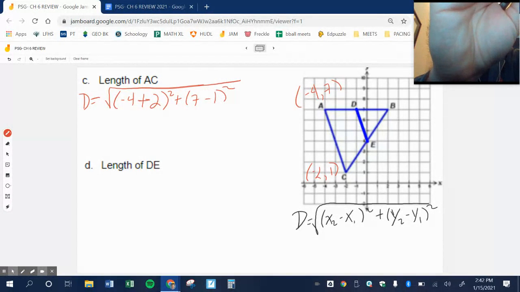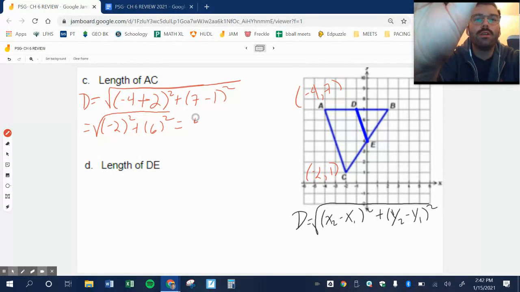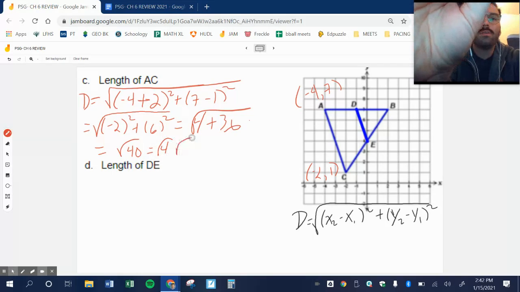All right. Negative 4 plus 2 is negative 2 squared. 7 minus 1 is 6 squared, and that's all under the square root. Negative 2 squared is 4. 6 squared is 36. So that is root 40. Square root of 40 is the square root of 4 times the square root of 10, which makes it 2 root 10.